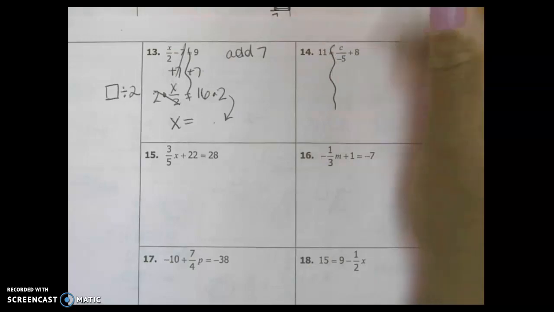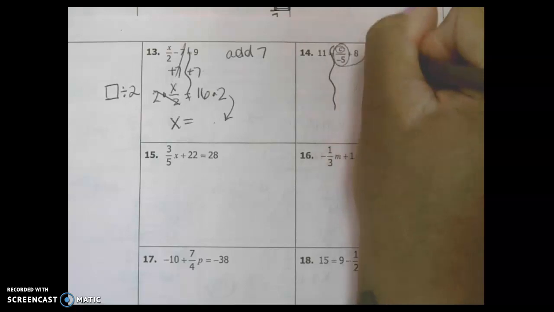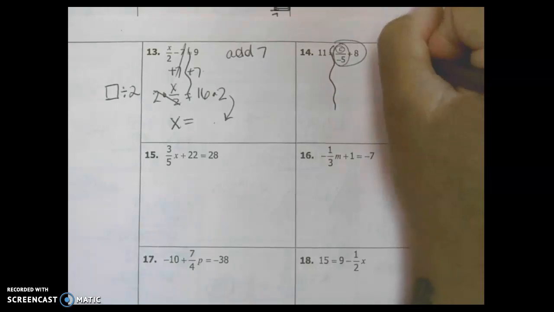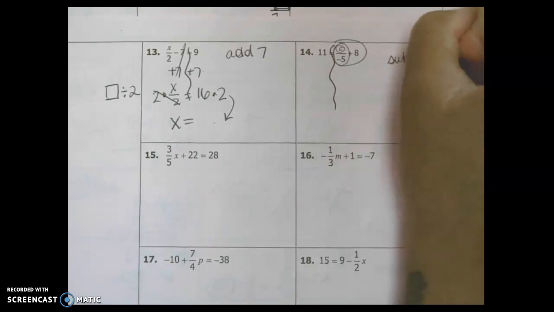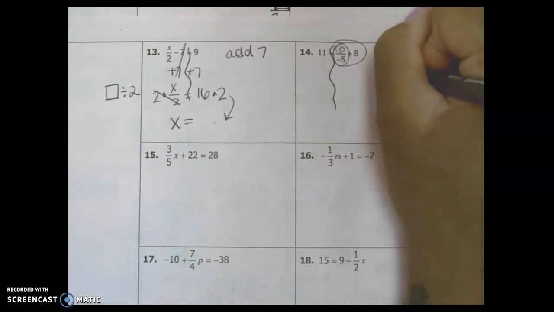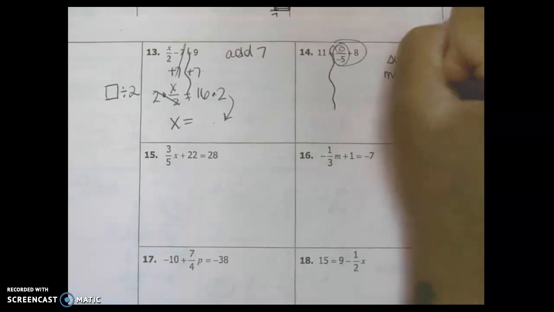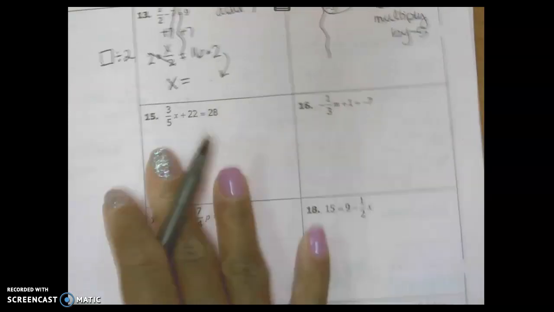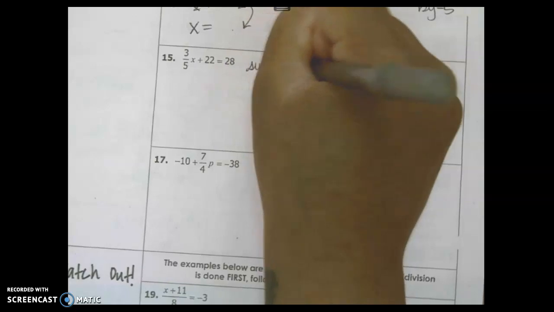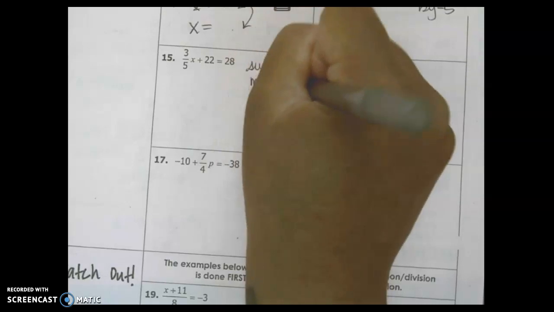They switched it around for us over here. Circle the variable and its friend, circle the variable and its constant. The opposite of plus 8 is subtract 8. And the opposite of divide by negative 5 is multiply by negative 5. Here, subtract 22 and multiply. They tricked you on this one.